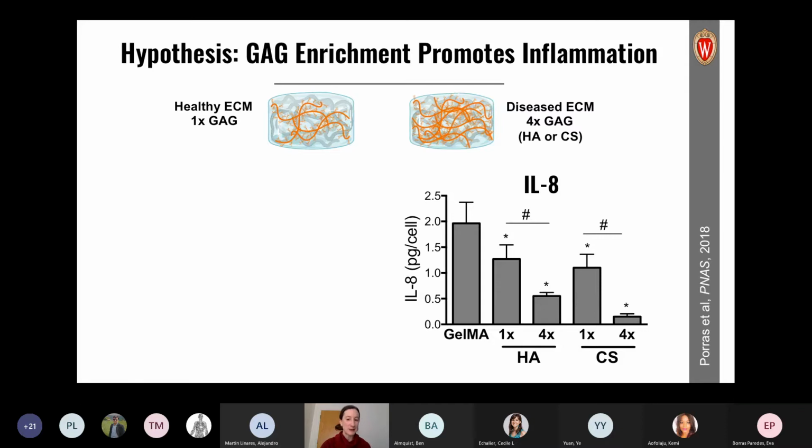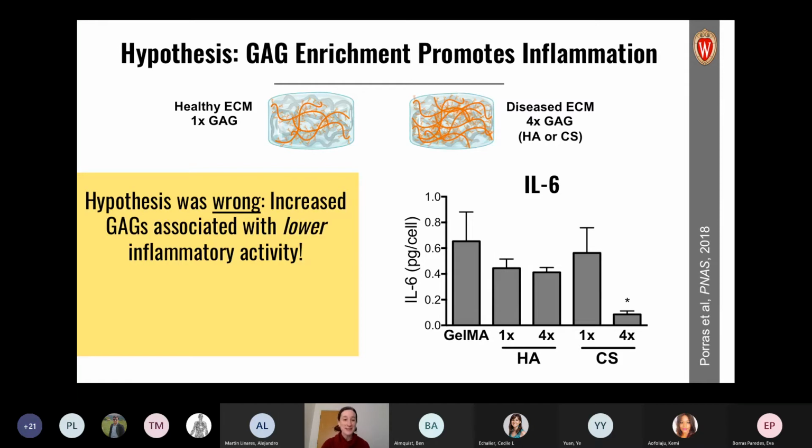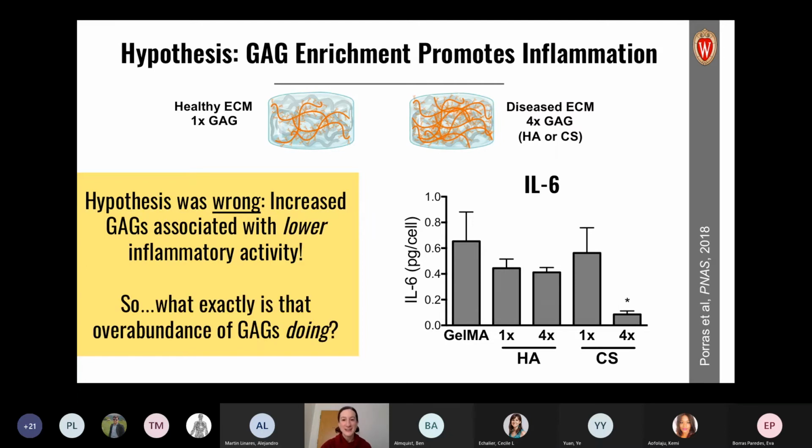So we thought, well, we'll look at some more. We looked at other inflammatory markers. So this is another inflammatory marker. And again, especially with the chondroitin sulfate, we had less of this inflammatory marker produced. And we went on, we did a couple more inflammatory markers, and they all look like this. So if you look at our hypothesis and you look at this graph, what you realize is that our hypothesis was wrong. Increased GAGs are actually associated with lower inflammatory activity. And that's okay. And in fact, the story that ended up happening was way more interesting. So a hypothesis being wrong is not always a bad thing.